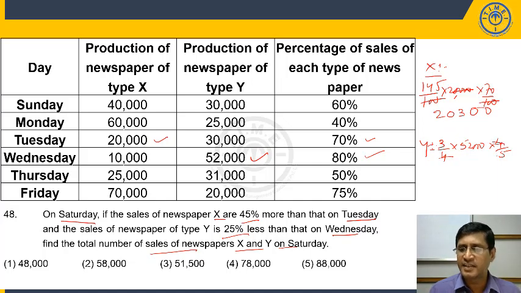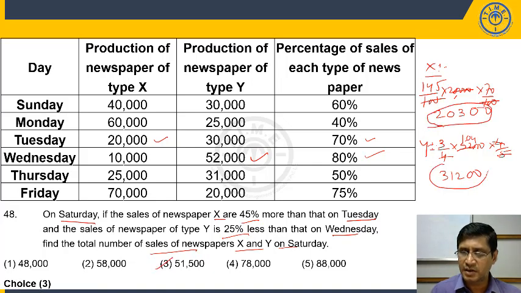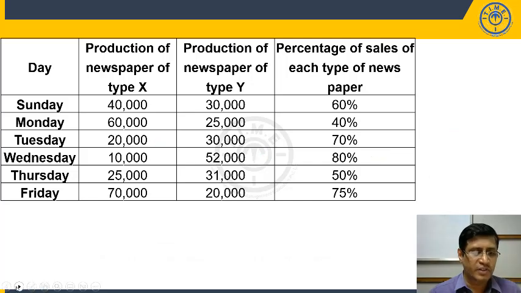4 and 4 get cancelled. Now 5, how many times does it go? 104 times. The result is 31,200. The sum of these two values is the answer. It is 51,500. The right choice is option number 3. The third choice is the answer. The sum of 20,300 and 31,200. The sum of these two values is the answer. So the right choice, 51,500. Look at the next question on your screen.